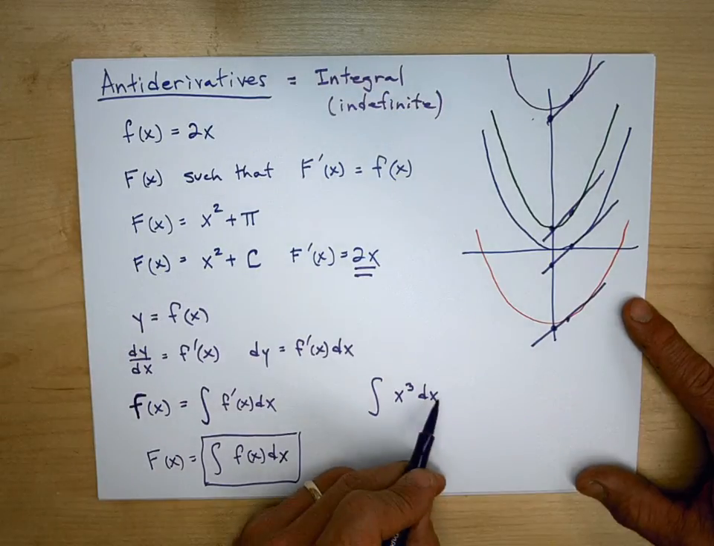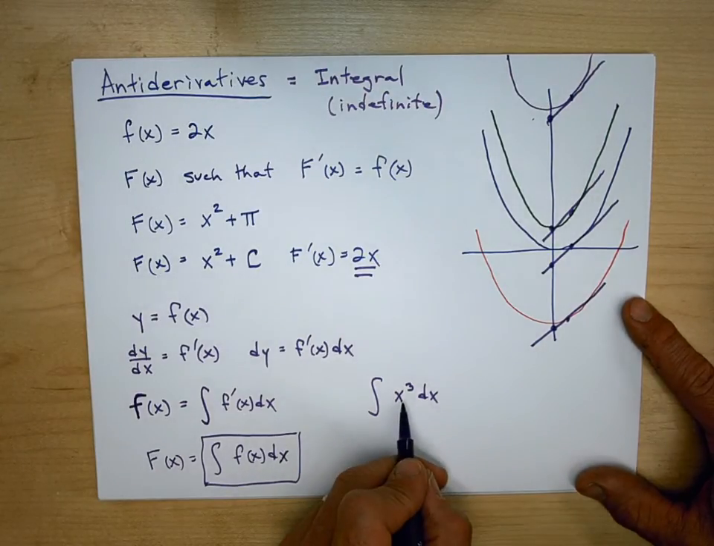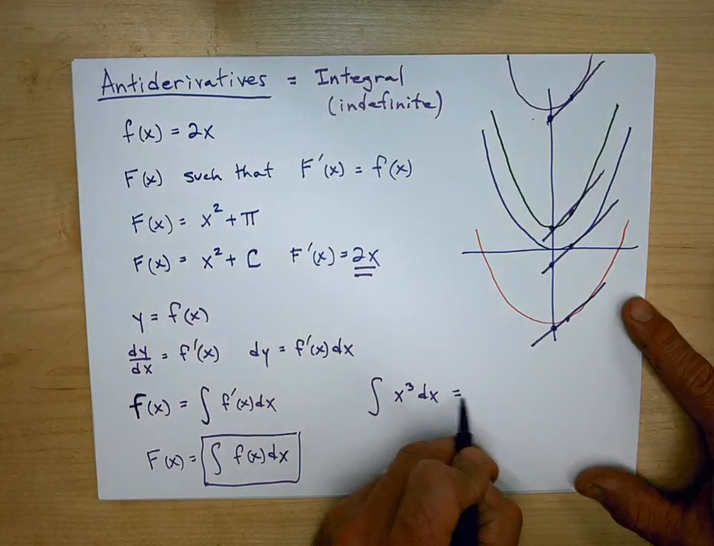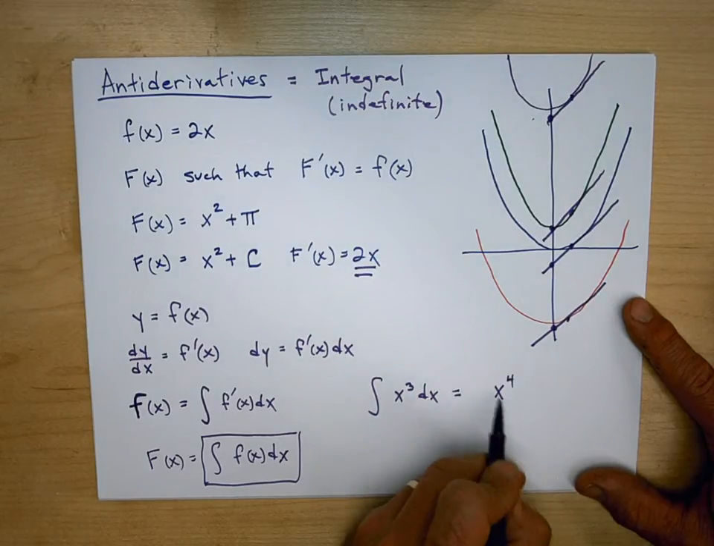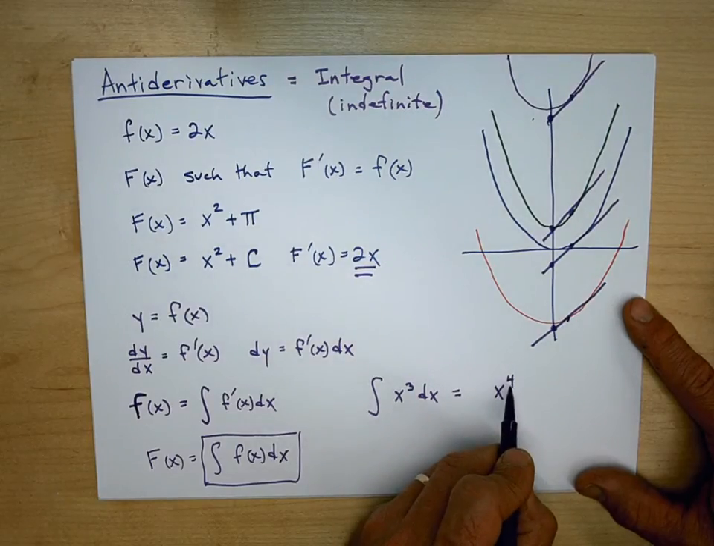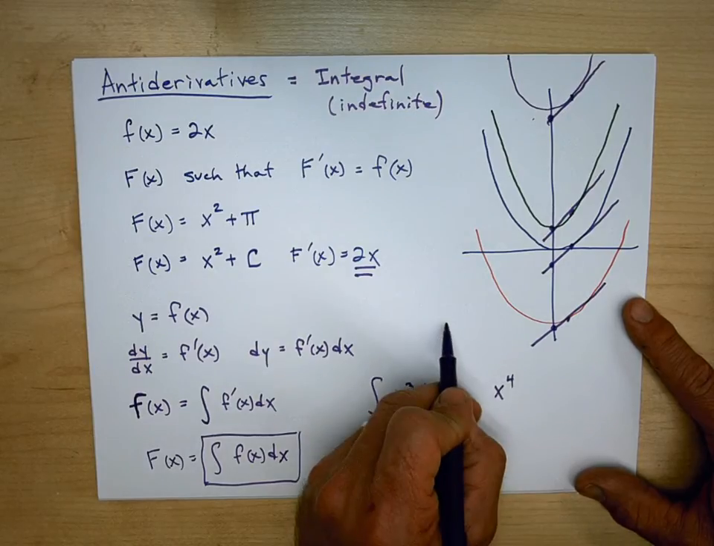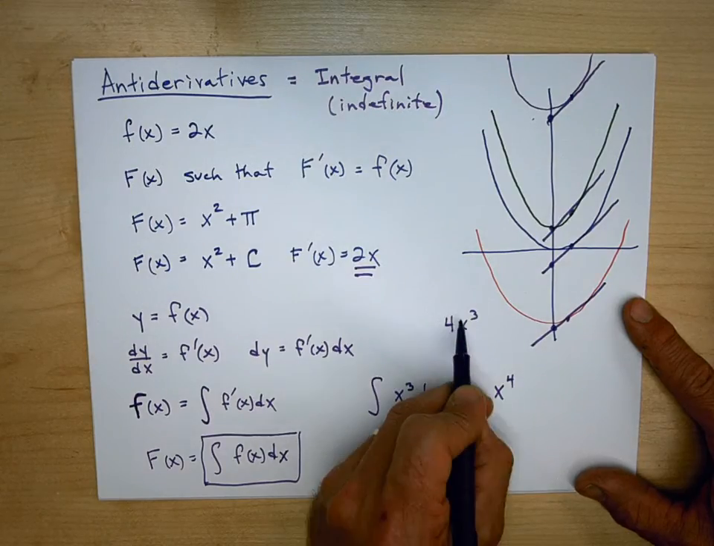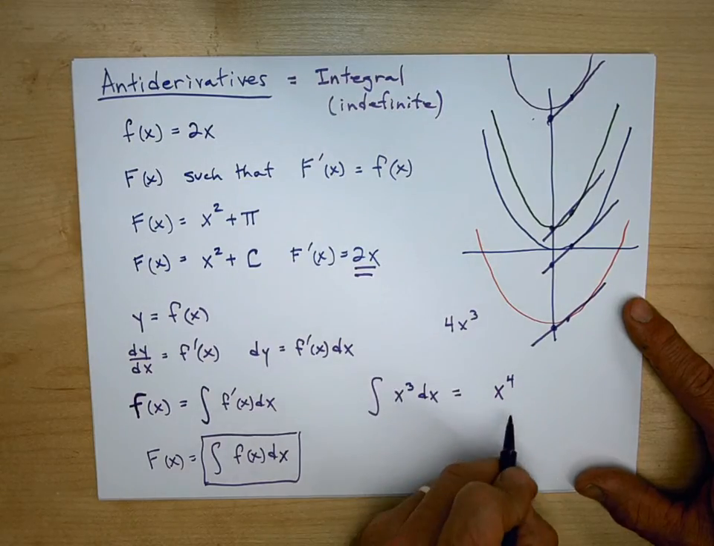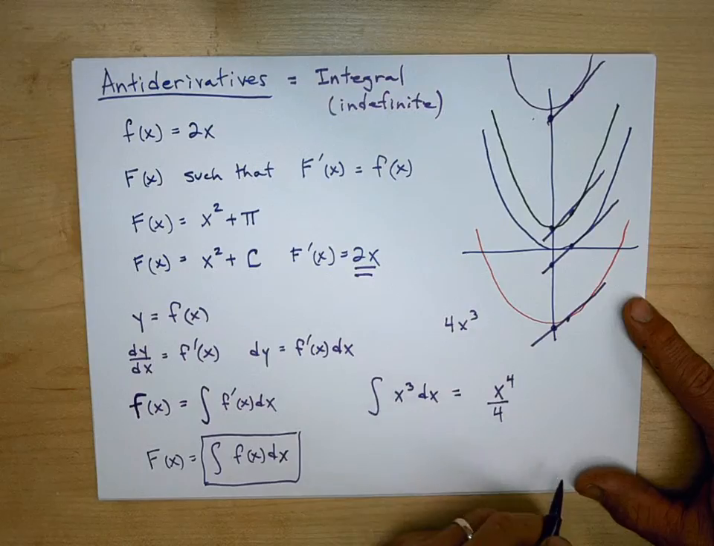So for the antiderivative of x cubed, we're looking for a function whose derivative is x cubed. It makes sense that it would be x to the fourth, right? Because if you take the derivative of this, you're going to get an x cubed up here. The issue is if you take the derivative of this, you're going to get 4x cubed, and we just want x cubed. So how can we lose that 4 when we take the derivative? Well, when we find the antiderivative, we can divide by 4, right?